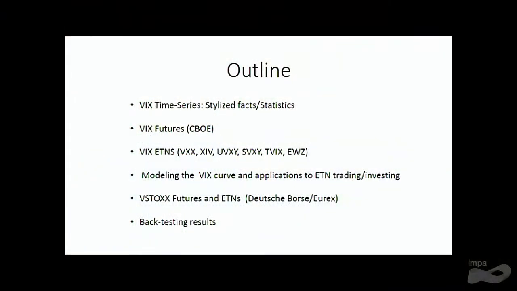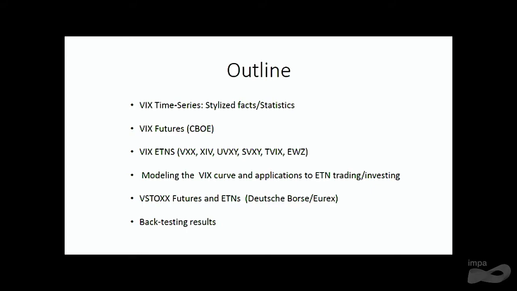So I'm going to talk about VIX futures. I'm going to talk about VIX ETNs, exchange traded notes, and ETFs. People call them all sorts of acronyms: ETNs, ETPs, ETFs. ETN is because the most popular one is an ETN, an exchange-traded note. You have VXX, XIV, UVXY, SVXY, TVIX, EWZ. Actually, EWZ is wrong. That's the Brazilian ETF. It's called VXZ, not EWZ, but that came in.